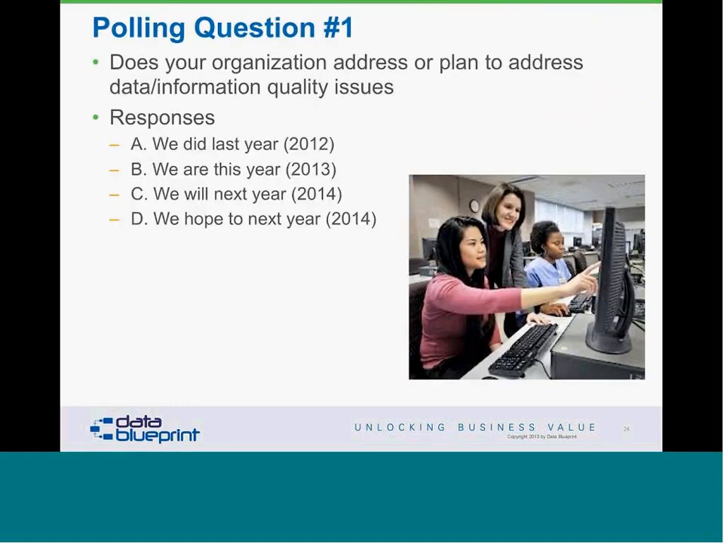So my question for you all is, does your organization address or plan to address formally data quality and information issues? We're giving you 4 choices here because, as I said, we keep these things year to year, and we're trying to see which way the trend is. So we'd love you to tell us, did you do it last year? Are you doing it this year? Are you going to do it next year, or do you hope to do it next year? And we've been asking those questions, as I said, for a number of years. So we'll give you exactly, Shannon says, 0.7 minutes to answer this question, because that's the optimal amount of time to get the responses from you guys.